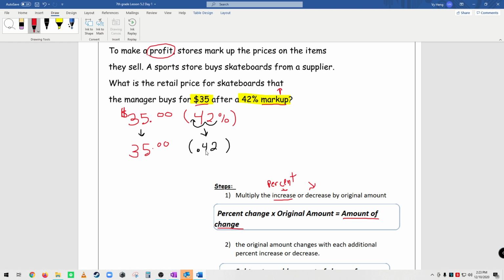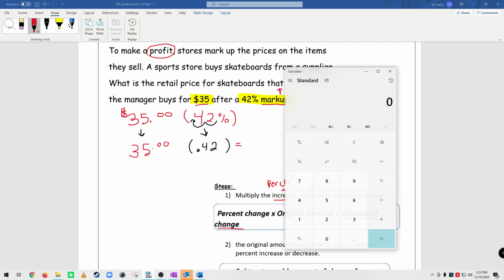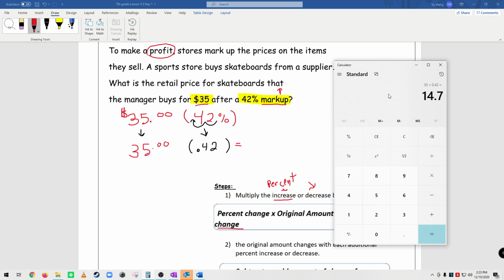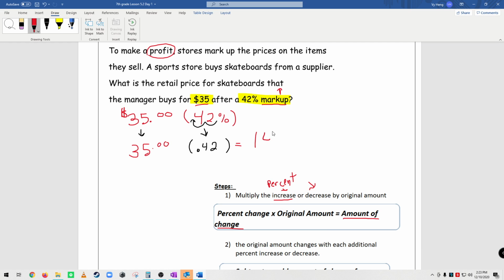So now we have $35 times 0.42. So what does that equal? Well, I will use my calculator. So check this out. Here's my calculator. I'm going to take 35 times 0.42, and we get 14.7. But we can't leave it like that because it's supposed to be a money amount.